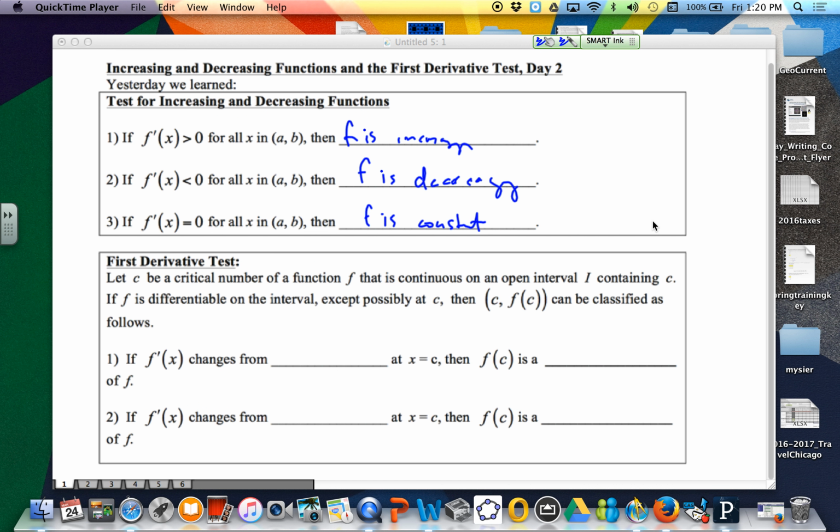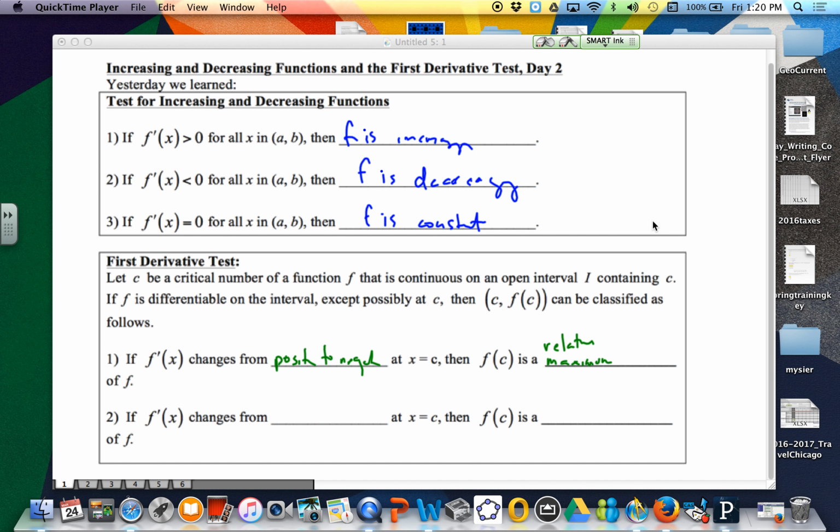All right? Now the actual first derivative test. Let c be a critical number of a function f that is continuous on the open interval I containing c. If f is differentiable on that interval except possibly at c, then f of c can be classified as follows. If f prime of x changes from positive to negative at x equals c, then f of c is a relative maximum. And think about that. If your slope's positive and then negative, you see how you'd have that relative maximum.